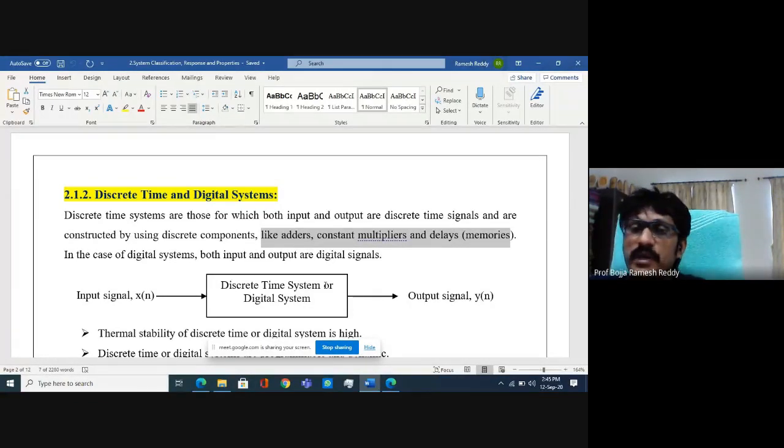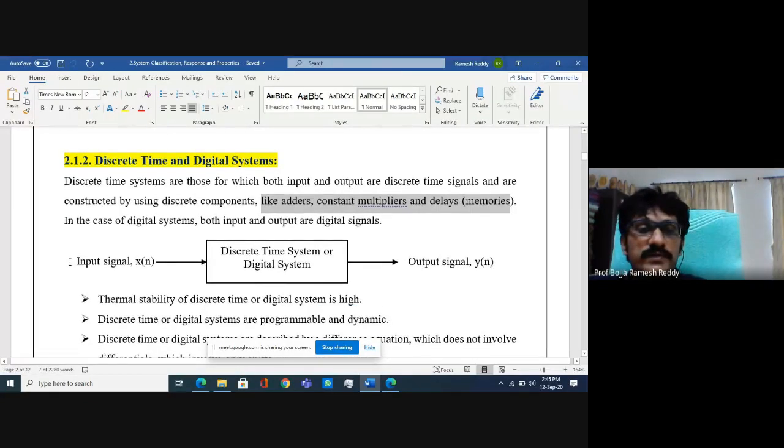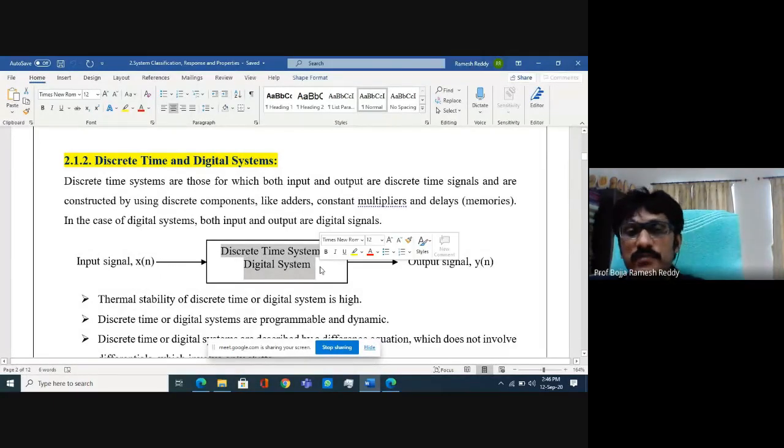In the case of continuous time, no adder, no multiplier, no delay. Only resistors, capacitors, inductors. If you want to go for diodes or transistors or linear ICs, that is analog ICs, etc., those components are temperature sensitive. That's why thermal runaway is the major problem in continuous time domain systems. Okay, here we are using adders, constant multipliers, and delays. In a discrete time system, input is a discrete time signal, that is x of n. Output is also a discrete time signal, and components used in the system are also discrete components.